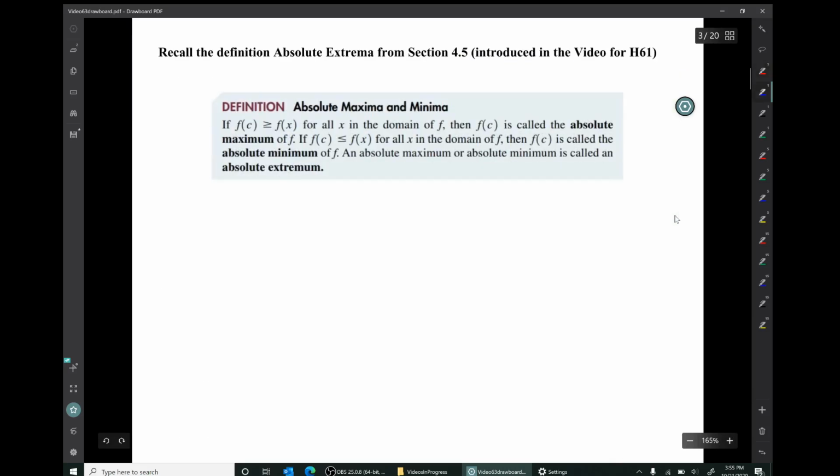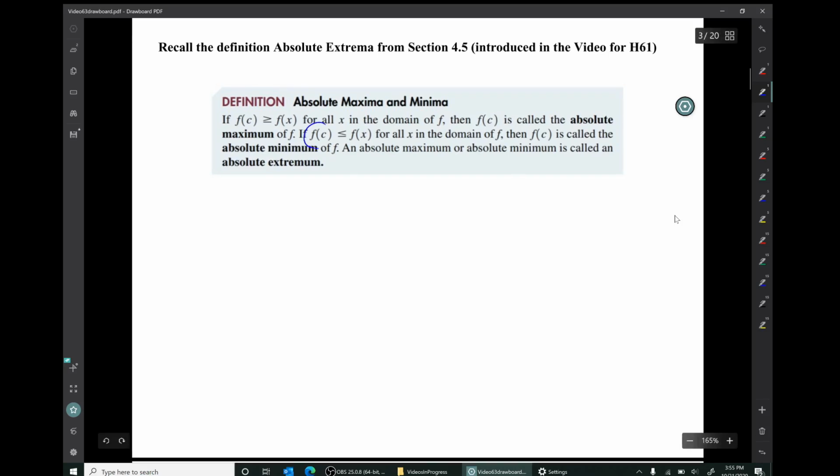And recall the definition of absolute extrema from section 4.5, which was introduced in the video for homework 61. An absolute max is a y value for a function that has the property that for all x's in the domain of the function, that y value is greater than or equal to all the other y values. Similarly, an absolute min is a y value such that for all x's in the domain of the function, that y value is less than or equal to the other y values.